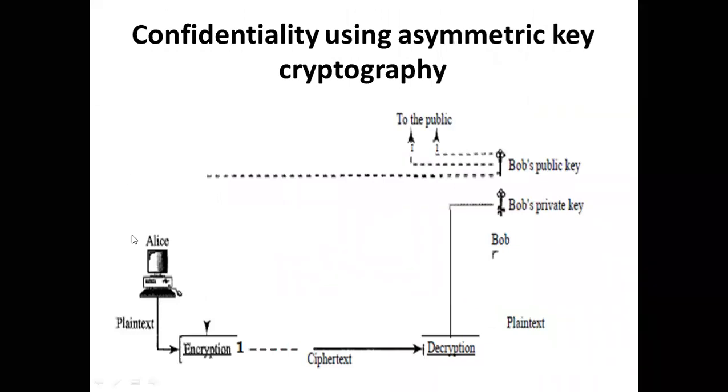So now the process is the same. That is, Alice, who is the sender, will have her plain text. She will apply the encryption algorithm, and along with that, she is going to apply the key. Now, in the case of asymmetric key cryptography, there is not one key, but there are two keys. One is called the public key and the other is called the private key. The public key will be known to everyone, the sender, the receiver, and others also. The private key will be known only to the receiver.